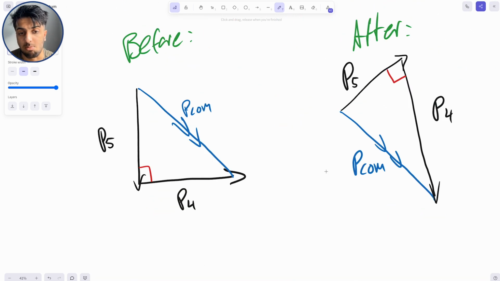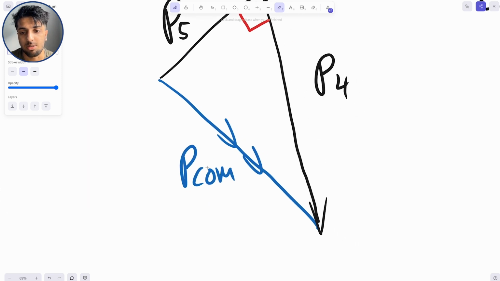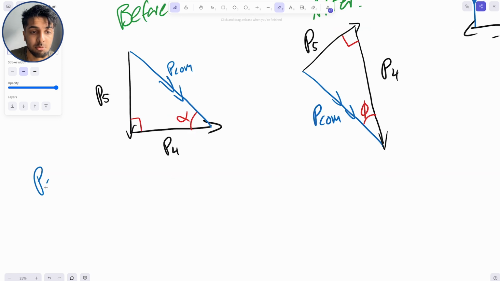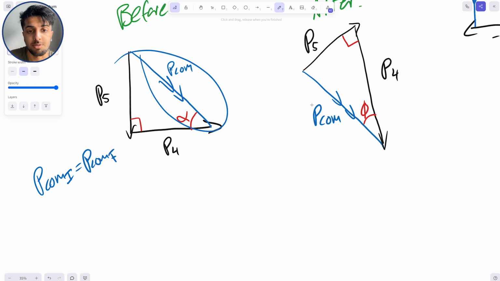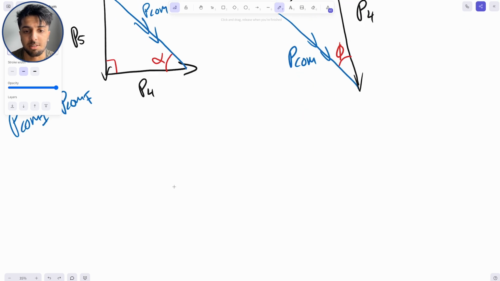Okay, but if we define some more angles, we can define this as alpha, and we can call this angle here phi. Now we know that the momentum of the center of mass initially is equal to the momentum of the center of mass finally. So this vector here is equal to that vector there. And so we can deconstruct these before and afters, and we can redraw this P4 over here. So that's that P4. Let's call this P4i.